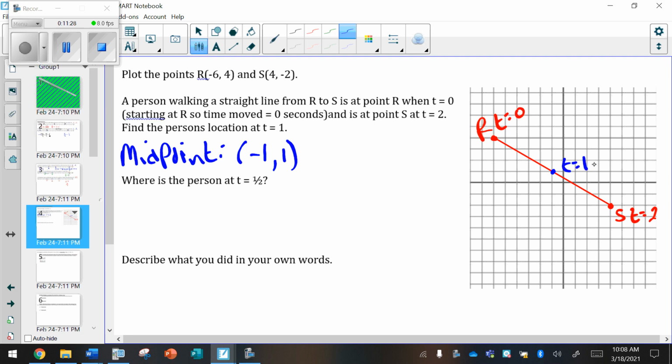Where would be the location after a half a second? So a half a second would be half of our half, halfway between R and our midpoint. So what we can do is use our midpoint formula again, just to make sure we have an accurate calculation.